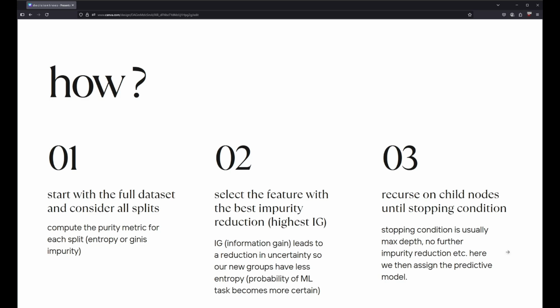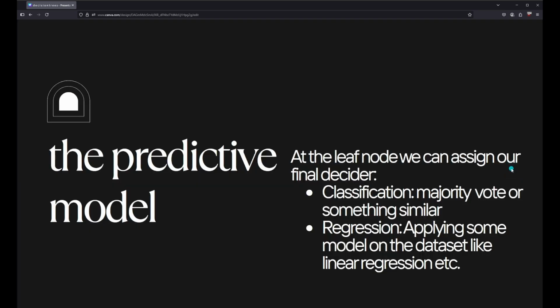So we want to be able to find a good stopping condition in our decision tree. And then once we stop at this stopping condition, we will assign a predictive model, which is what we'll move on to next. The predictive model usually depends on the machine learning task that you perform.